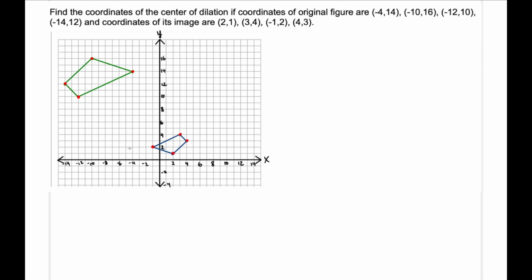The trick is to first understand that with any dilation, regardless of whether the scale factor is negative, positive, less than 1, or greater than 1 in absolute value, the corresponding sides will always be parallel to each other. Notice that the longest side is this side, and so is this the longest side, and you know that they're parallel because you can judge from the slope.